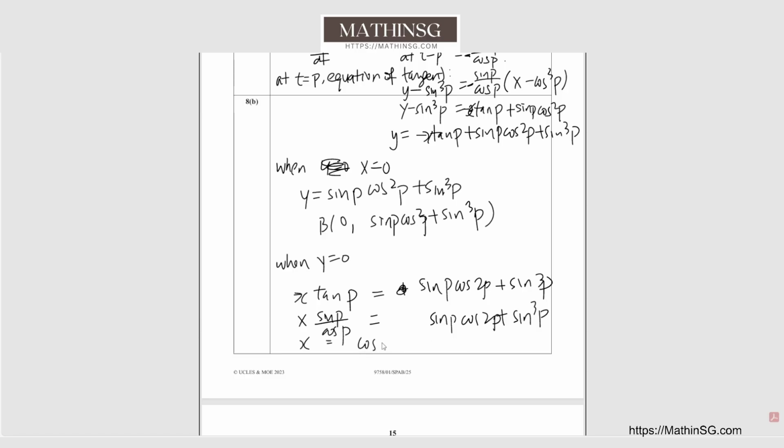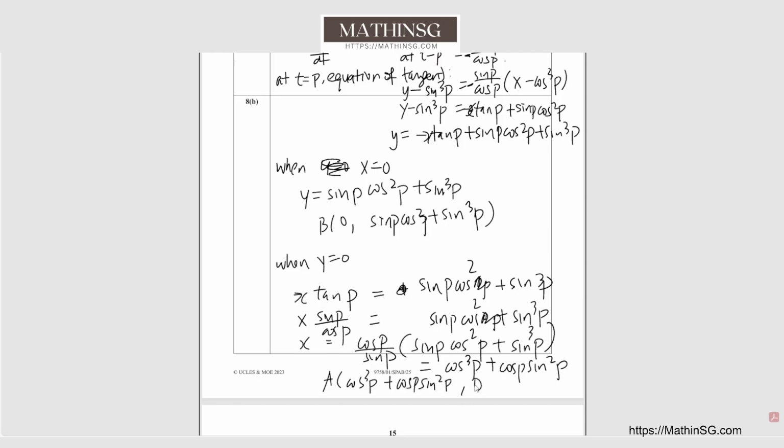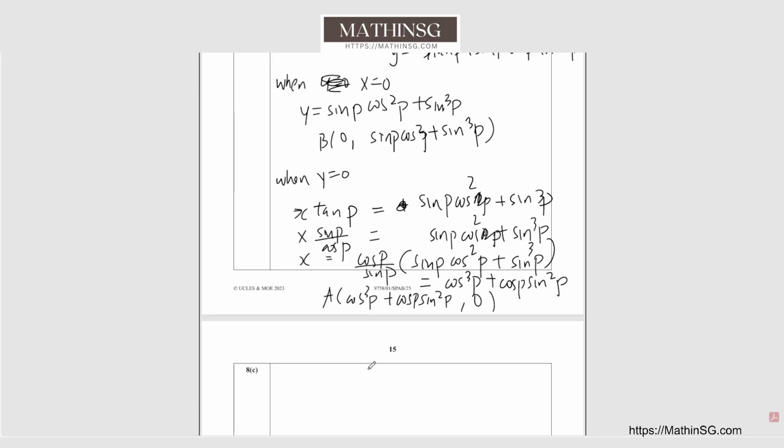So that means it's the same as multiplying it by cos p over sin p. So this is squared. Okay, when I simplify, I have cos cubed p plus cos p sin squared p. So therefore I know A is cos cubed p plus cos p sin squared p, 0, right? So now that I've reached this point, I need to find the length of AB.